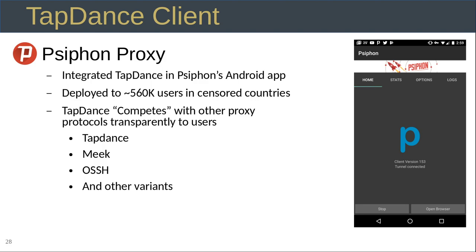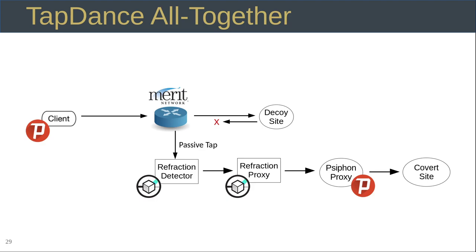Psiphon also includes other direct proxy protocols in its horse race, as they call it. So the system altogether looks like this. We have our client integrated with the Psiphon Android app, which sends traffic through the Merit network to the decoy sites that we discovered in our decoy discovery process. When tagged flows are detected by the detector, they are forwarded to the centralized refraction proxy, which then sends them to Psiphon's backend endpoint servers.